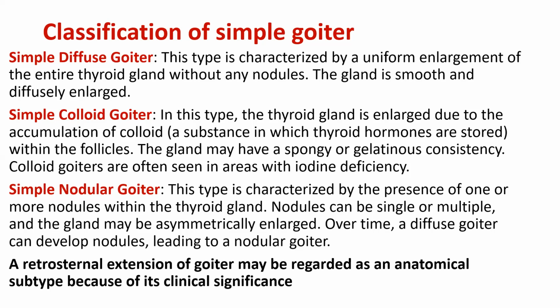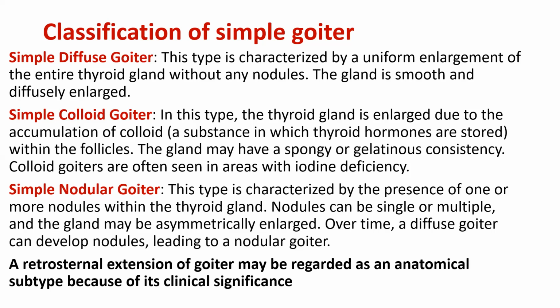The substance in which this thyroid hormone is stored within the follicle. So the gland may be spongy, gelatinous. Sometimes these colloid goiters are more common in an area with iodine deficiency. But also we have simple nodular goiter. This is quite different because it is characterized by the presence of one or more nodules. Some we can call multinodular goiter. But with time, these simple diffuse goiters can change and become nodular.